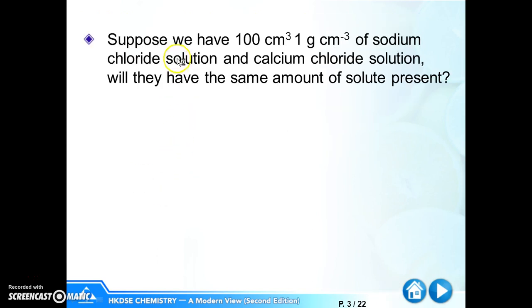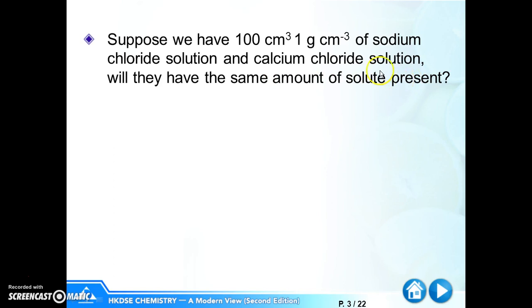Let's look at an example. Suppose we have 100 cm³ of 1 gram per cm³ sodium chloride solution and calcium chloride solution. They are different substances, but both of them have the same mass. Will they have the same amount of solute present?